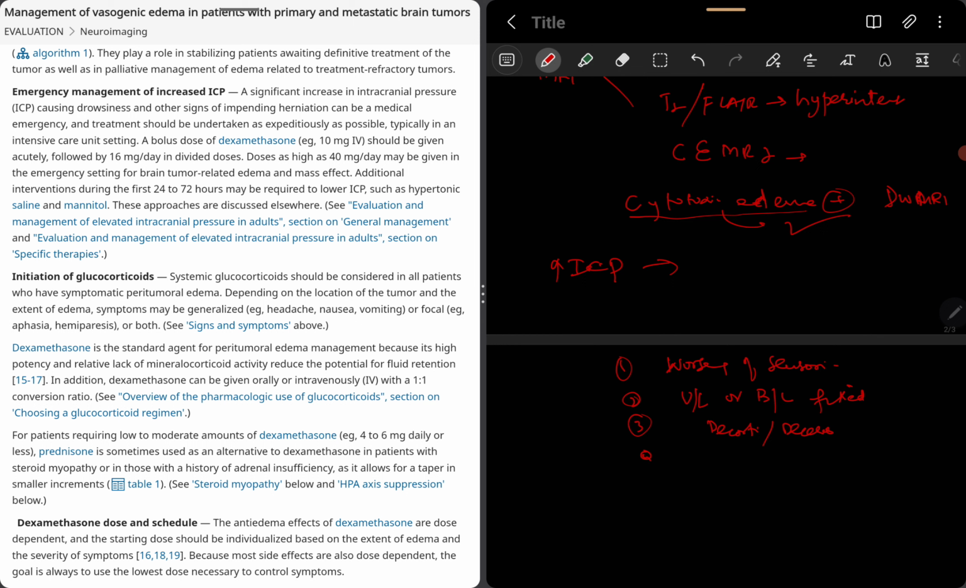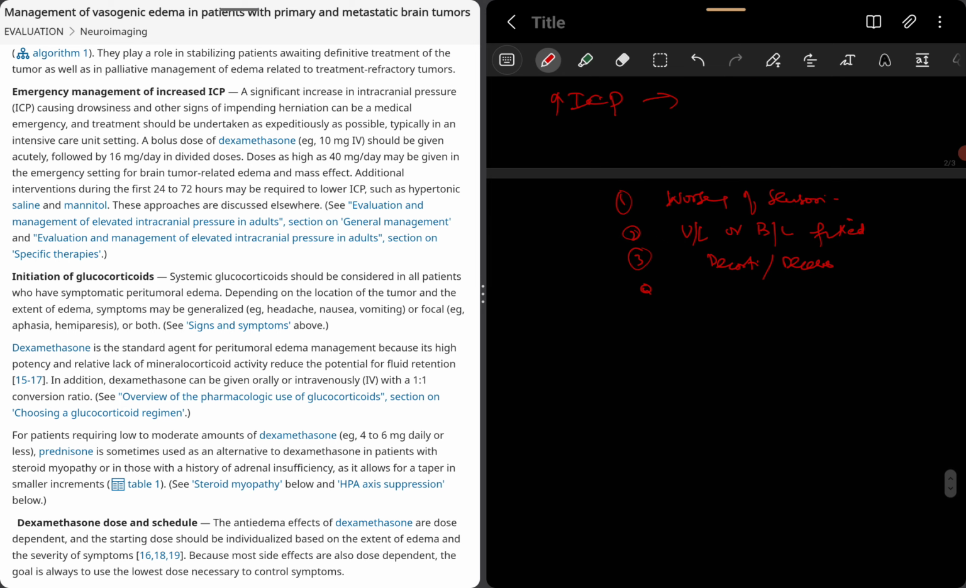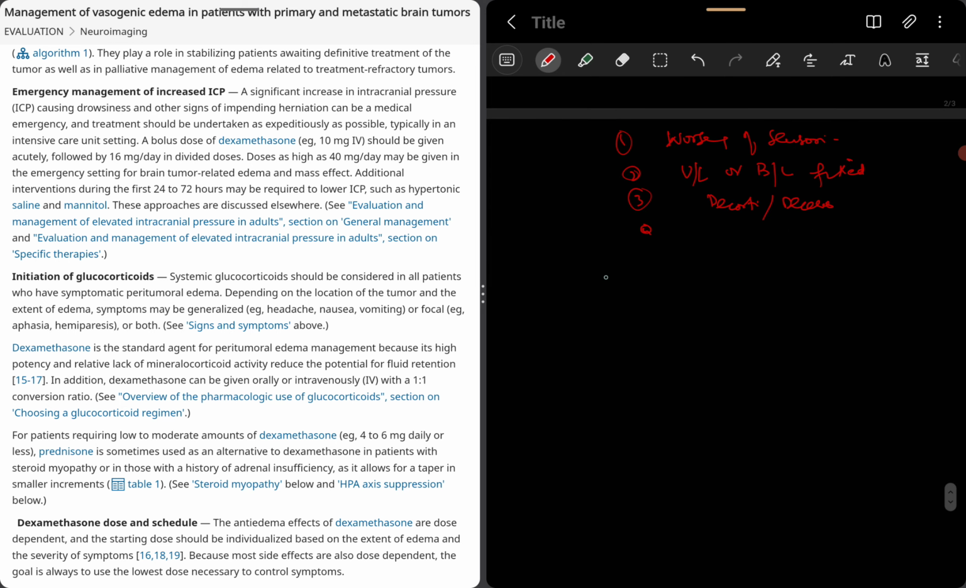And if the patient develops complicated meningitis-like features, the dose of dexamethasone that you have to start is a stat dose or bolus dose of dexamethasone 10 mg IV, and it should be given acutely, followed by 16 mg per day. That has to be divided.